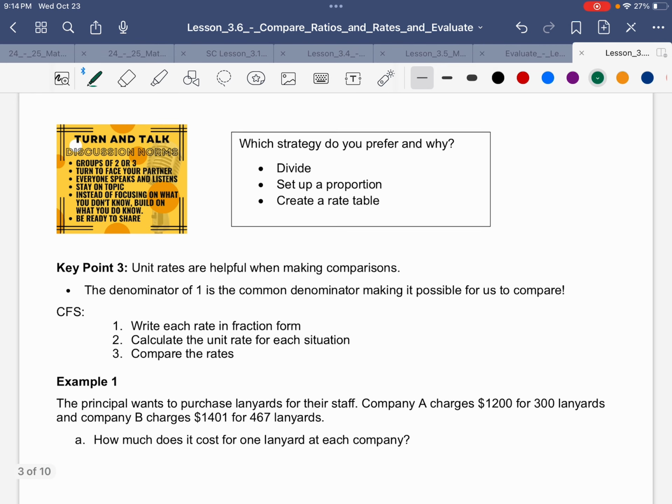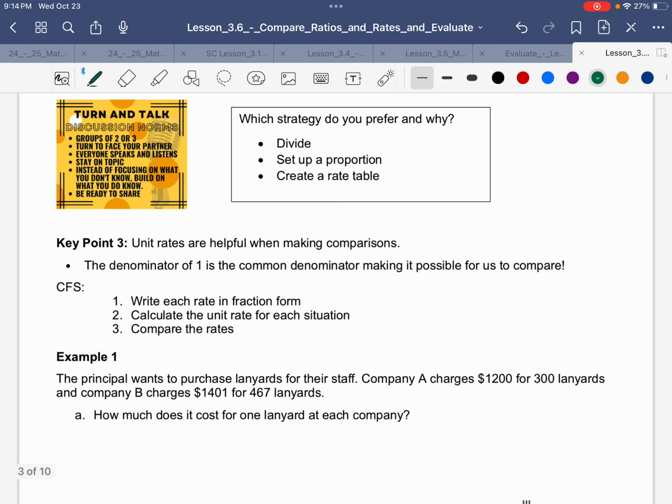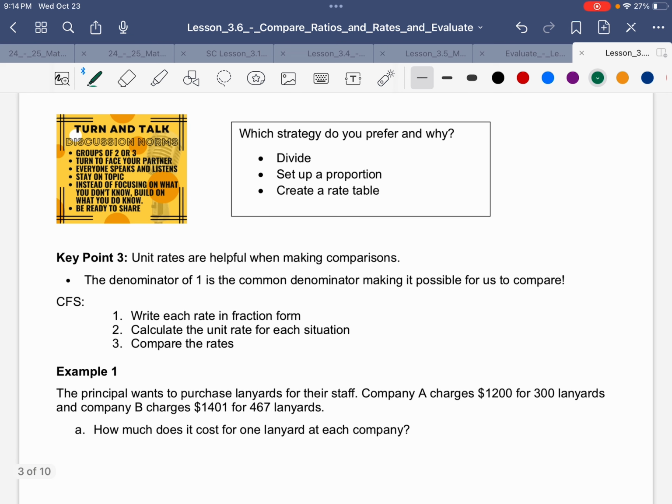This is asking you, and we'll have this discussion in class, and you can have it with yourself: which one do you like better? Do you like to divide? Do you like to set up the proportion? Do you like to look at the table? Whichever one works for you, you will get the same answer. I personally set up the proportion and just straight divide. Those are the two I do. I typically don't do a table unless I'm going to make a graph, where it's useful to have a table with the points. Or if they gave me a table and I have to fill it in, that's another time I use the tables.